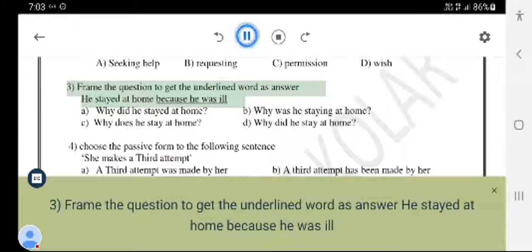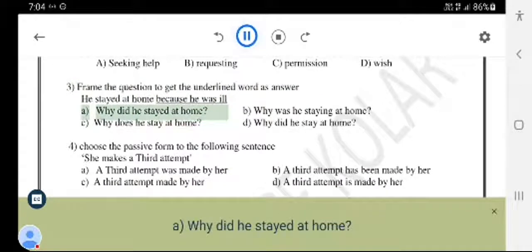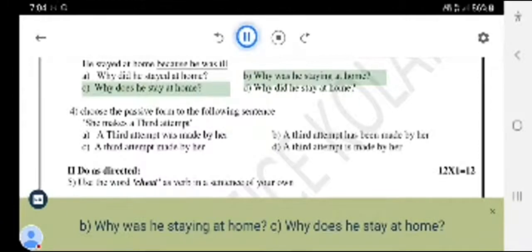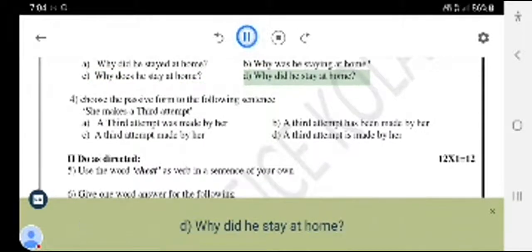3. Frame the question to get the underlined word as answer. He stayed at home because he was ill. A. Why did he stay at home? B. Why was he staying at home? C. Why does he stay at home? D. Why did he stay at home?